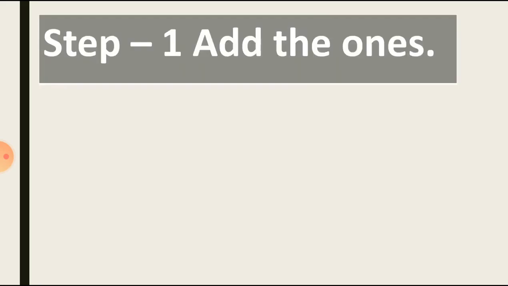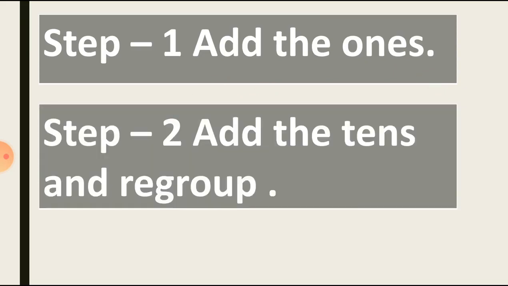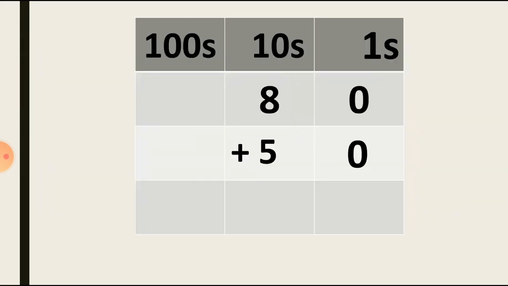Here are the steps for regrouping the numbers. Add the ones first, add the tens, and then you can regroup the numbers. Let's see how we can do this. Here are some examples for you, students. Let's start with the ones column, on the right side, and then move to the left side. Here the ones column is 0 plus 0. So 0 plus 0 is equal to 0, and we write 0 under the ones column.